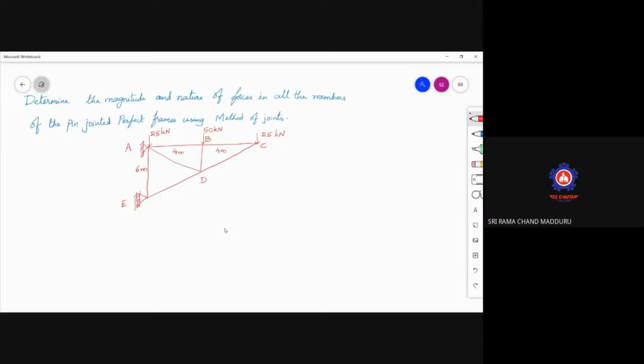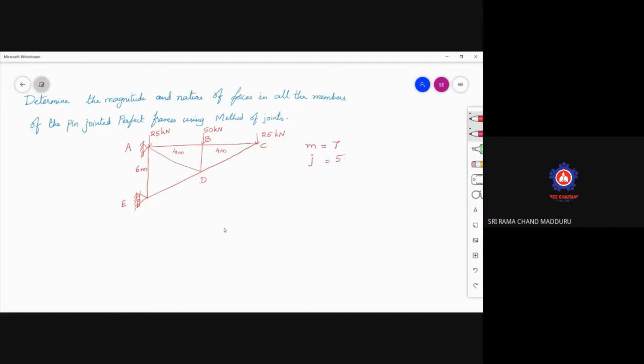So now, first of all, we need to understand whether the given frame is a perfect frame or not. That is a point that we need to understand first. So can you tell me how many members are there here? 7 members, sir. 1, 2, 3, 4, 5, 6, 7. The total 7 members are available. How many joints are there? 1, 2, 3, 4, 5. Total 5 joints are there.